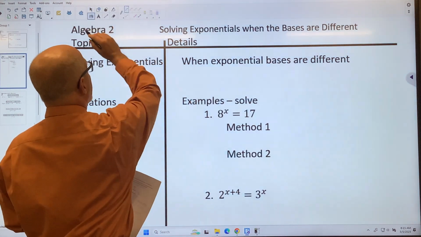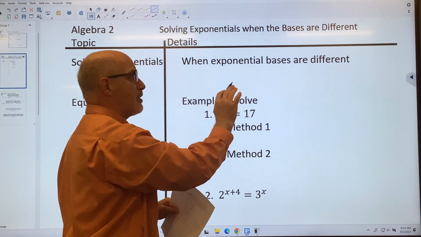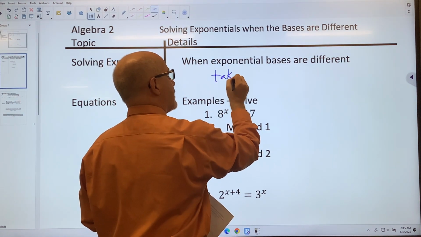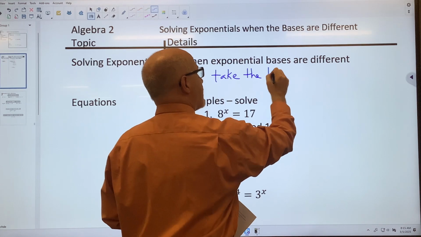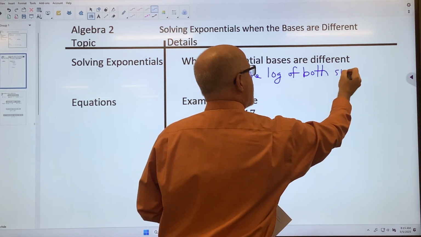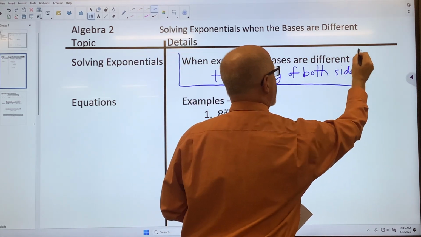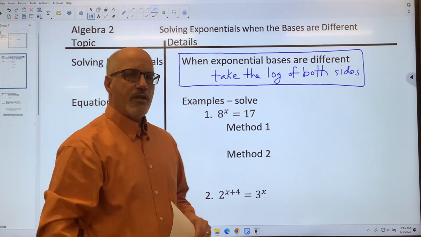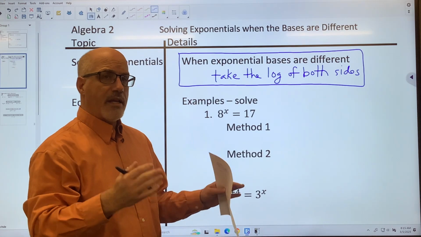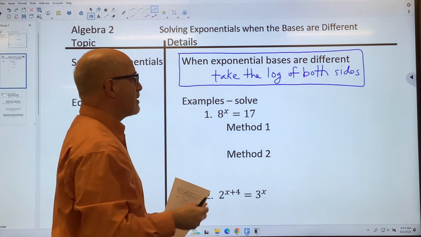So let's start here. First idea: when the exponential bases are different, take the log of both sides. Now you could use any log that you want to, but the recommendation here is that you use the common log. You could use natural log, but common log is just as good and oftentimes a little more familiar. So when we do this, I'm going to solve this equation.